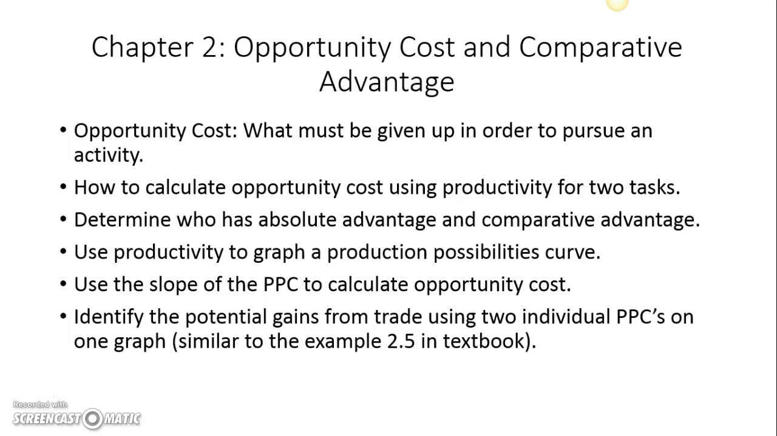You also need to know how the gains from trade work. And so if you remember example 2.5 in your textbook, when Tom and Susan were deciding who specialized in coffee or in pine nuts, they realized that when they specialized in the good for which they had comparative advantage, they were able to consume at a point that was outside of either of their individual production possibilities curves. And so understanding that and how specialization leads to gains from trade is also a very important part of chapter 2.